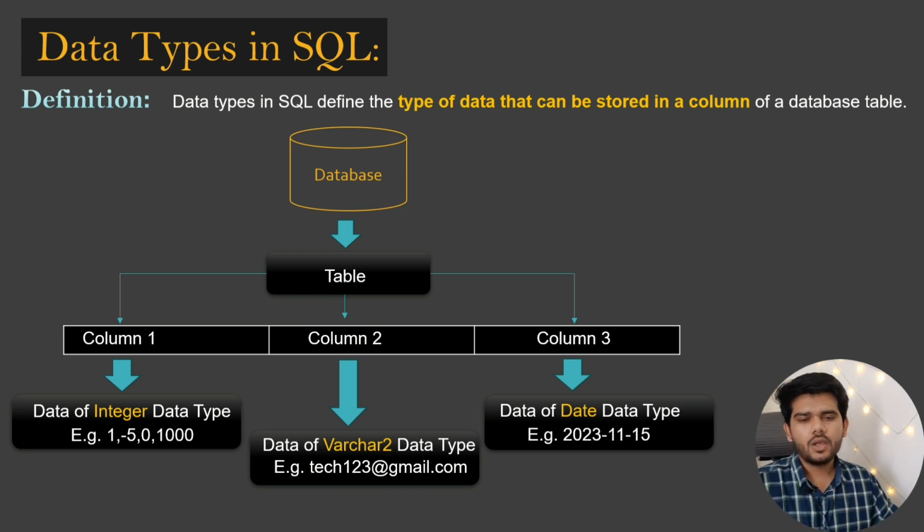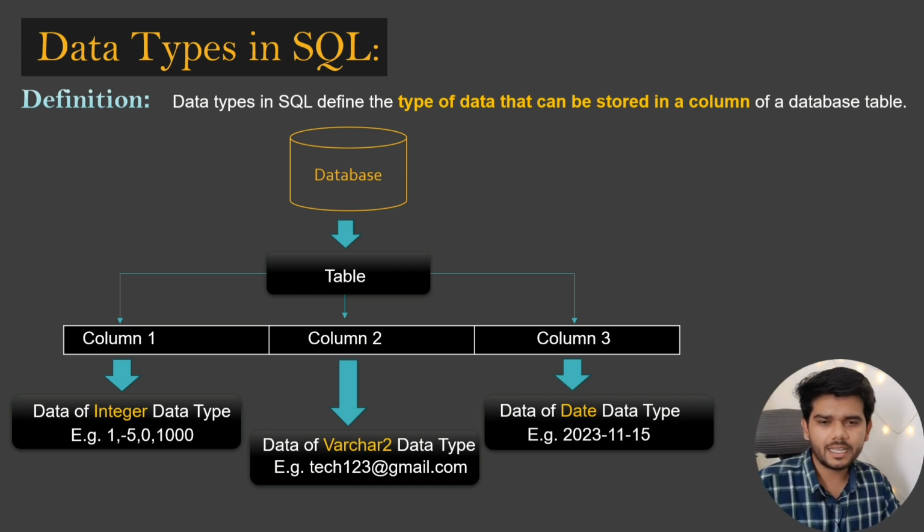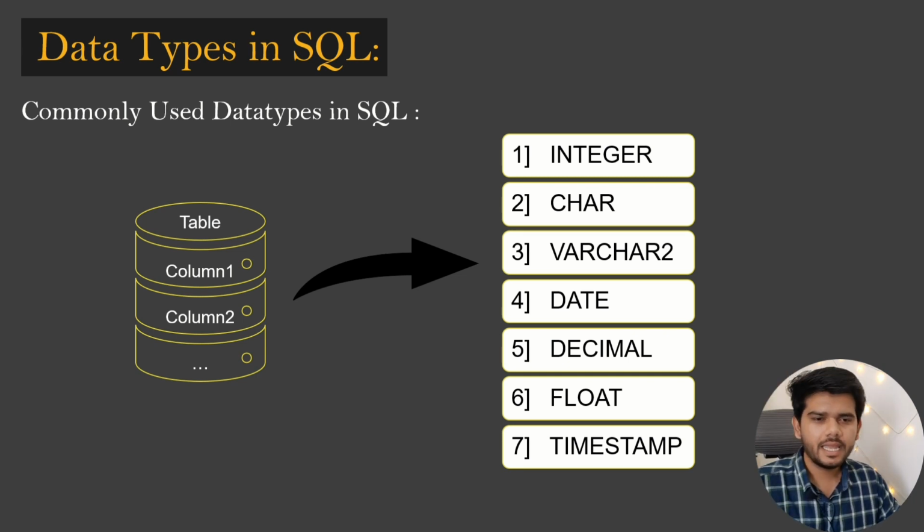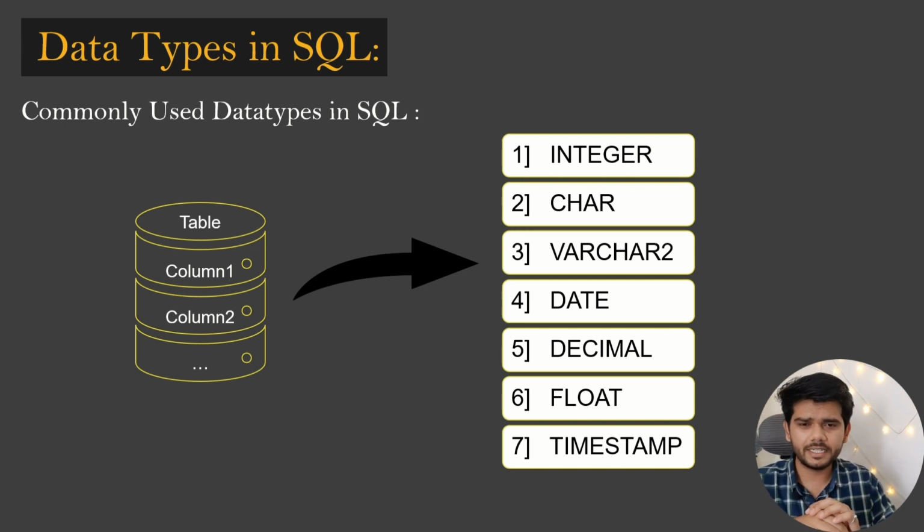So we understood what a data type is, and now we'll move on to the next part and understand the commonly used data types in SQL. We have integer, char, Varchar2, date, decimal, float, and timestamp, and we're going to understand each data type in detail. First, we have the integer data type.